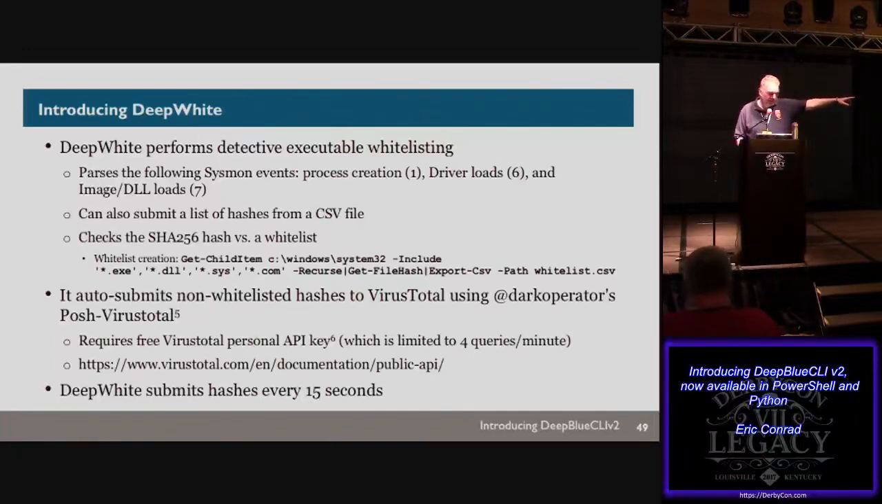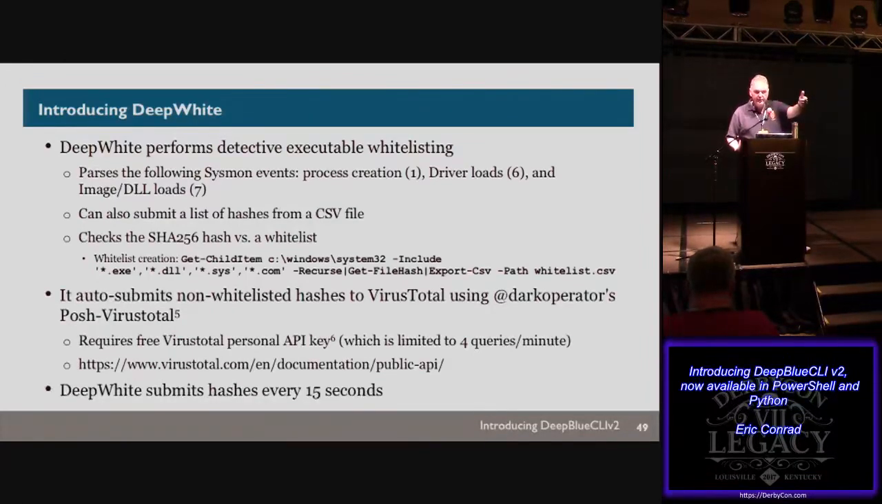So take your clean system image, hopefully clean, run this command, Get-ChildItem, blah, blah, blah. That's now your whitelist. So whether it's an ISO or you're ghosting that thing out, run that command on that thing. That's your whitelist. And then if it's not on that whitelist, it'll check it. You can also use that same command to create a list of CSVs to submit. So DeepWhite takes not only stuff from the Sysmon events, it can also feed in a CSV file. So you can use that Get-ChildItem to generate a whitelist or a list of stuff to check, right?